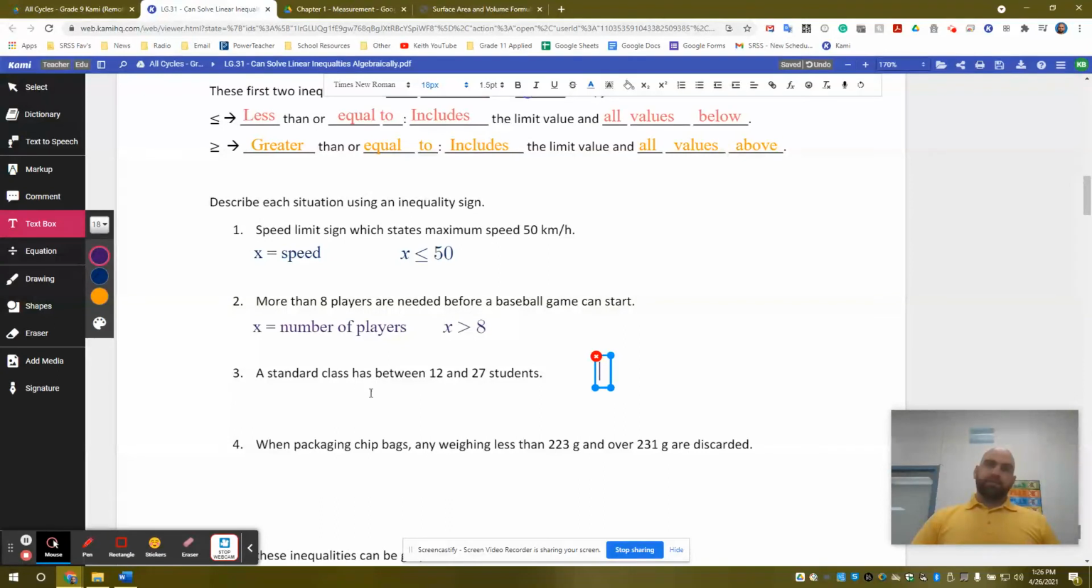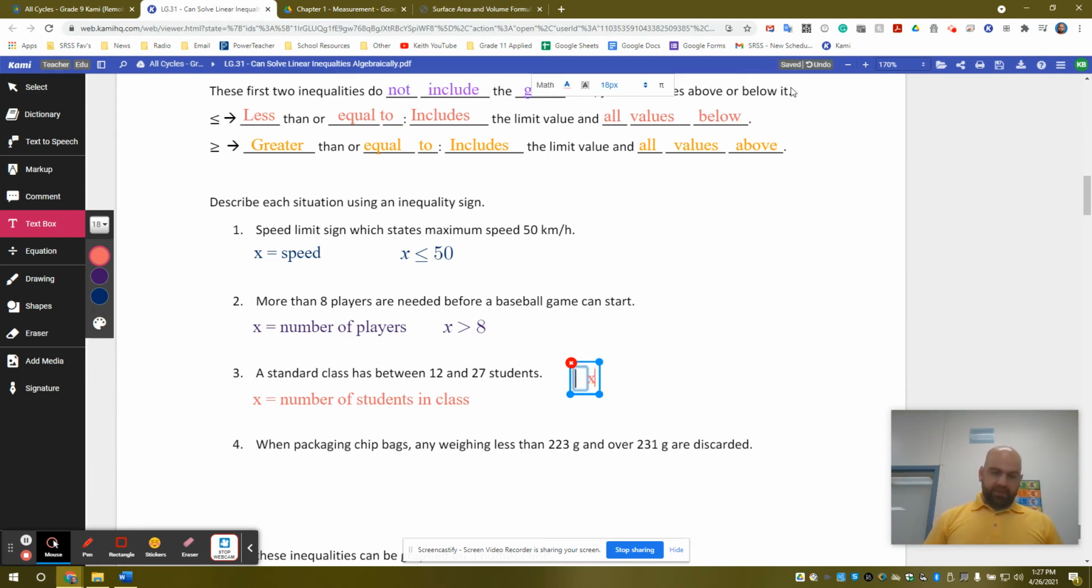Now here we're going to deal with something a little bit different. Here we actually have multiple restrictions that come into place. We're told that a standard class has between 12 and 27 students. So we have a couple different ways to mention this. First of all, what is x? x is the number of students in class. And so we have two limits here. We're told that it has to be between 12 and 27. So that means that x has to be greater than, actually greater than or equal to 12.